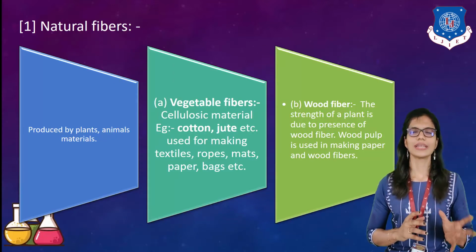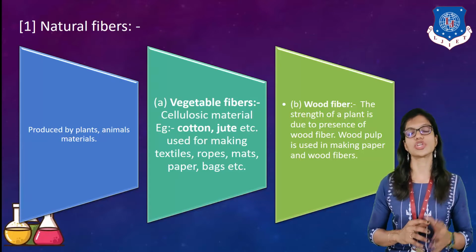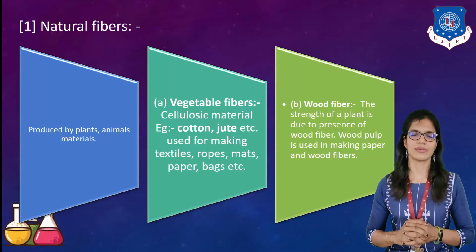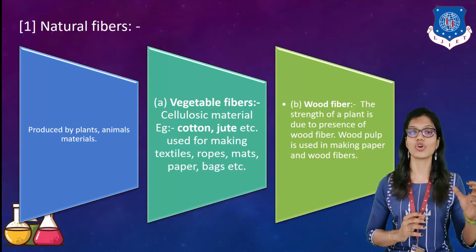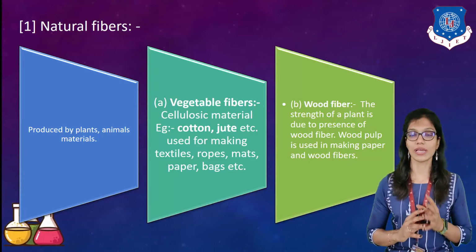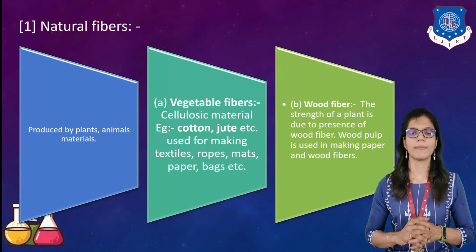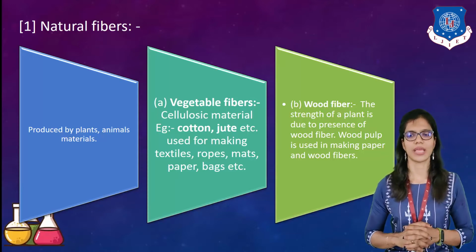First one is natural fiber. The natural fibers are the fibers which are produced by plants, by animals, or either they are plant or animal materials. For example, we can take vegetable fiber. They are cellulosic materials, for example cotton and jute. They are used for making textiles, ropes, mats, paper, bags, etc.